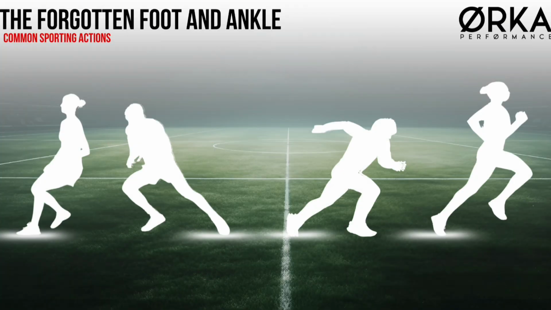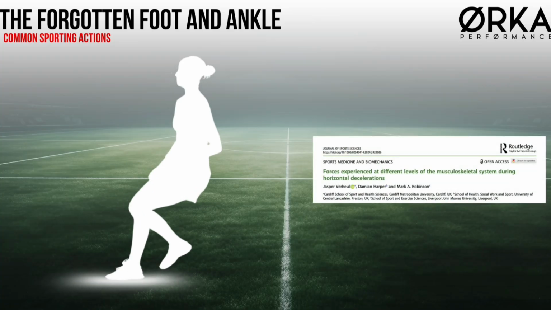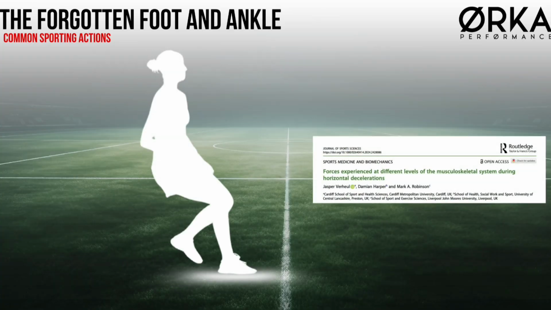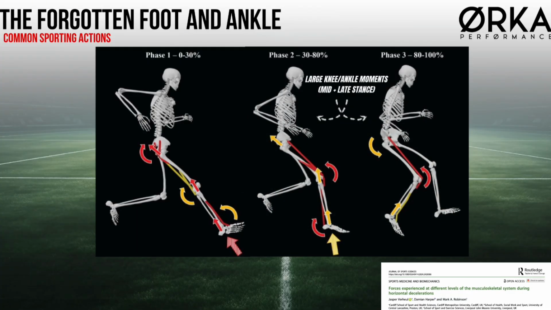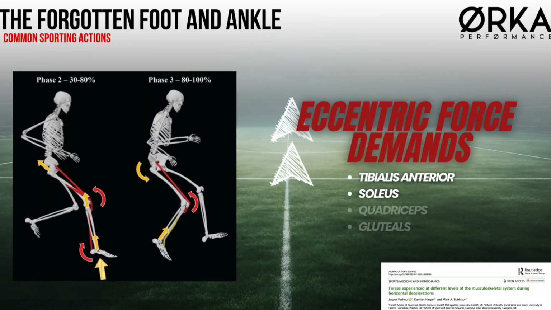If you take a look at some of Damien Harper's research in the deceleration space, during that first phase of deceleration, there's a very big hip extension moment. But as we get into phases 2 and 3, there's large knee and ankle moments. And while we have huge eccentric demands of the hip extensors and the quadriceps, we also see big eccentric demands of the anterior and posterior shank, with tibialis anterior and soleus as well.